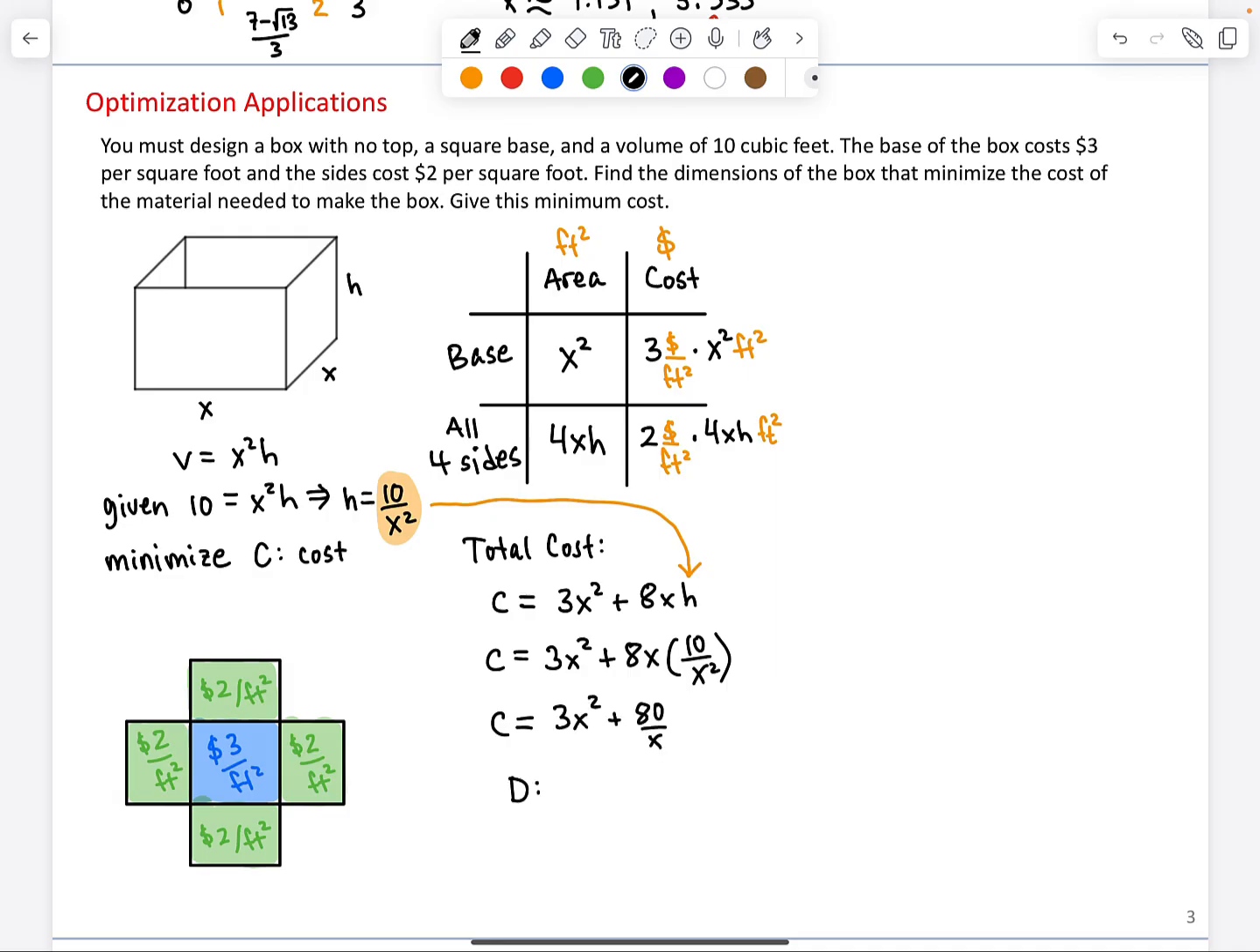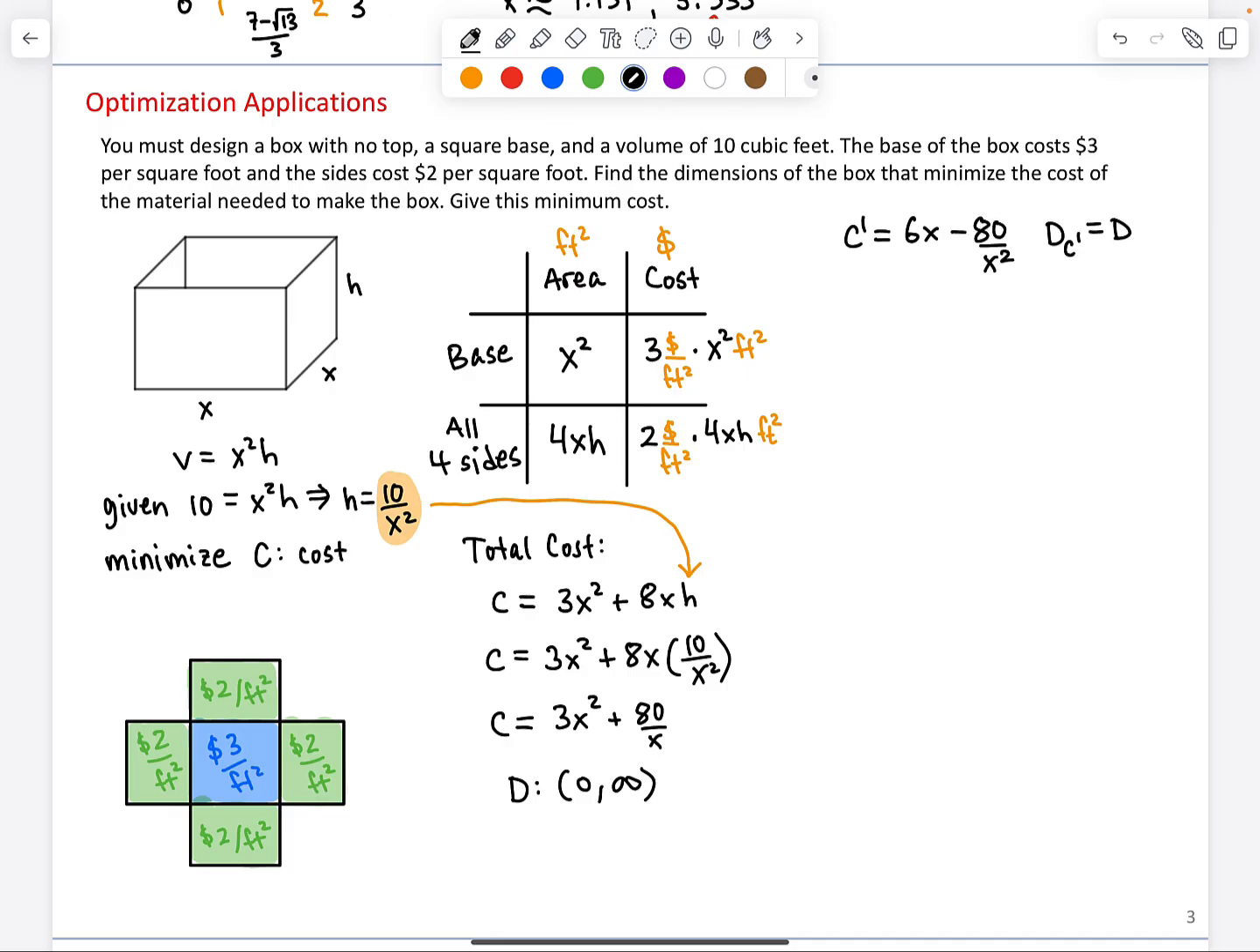The domain of this: x can't be negative because it's a length. If x were 0, your volume would be 0, but we need the volume to be 10. So x has to be positive, but there is no upper limit. And now we use calculus. Let's find the derivative. C prime is equal to 6x, and the derivative of 80 over x, that's minus 80 over x squared. The domain of this will match the domain of the original.